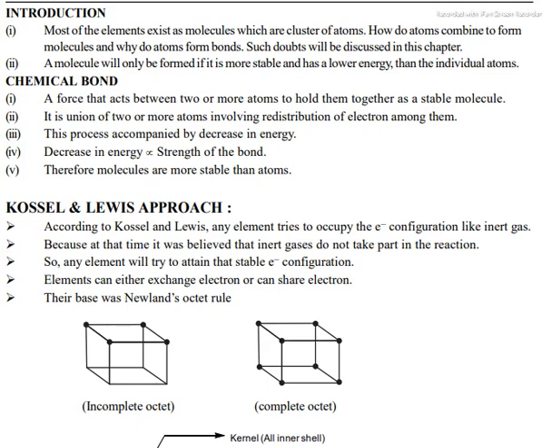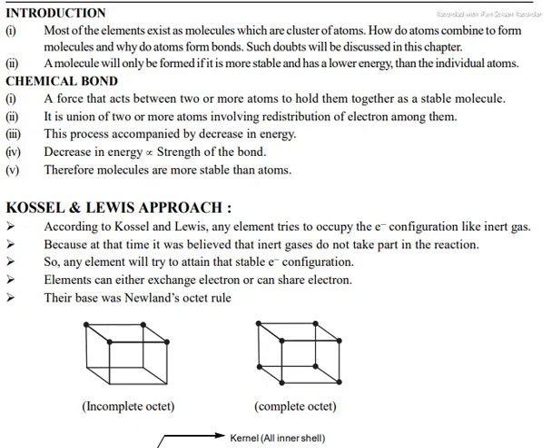Now, what is a chemical bond? You might have heard lots of definitions about the chemical bond, such as a force of attraction between two atoms which attain stability. Yes, that definition is 110% right, but in the manner of writing, it is the force that acts between two or more atoms to hold them together as a stable molecule. It is the union of two or more atoms involving redistribution of electrons among them. This process is accompanied by a decrease in energy.